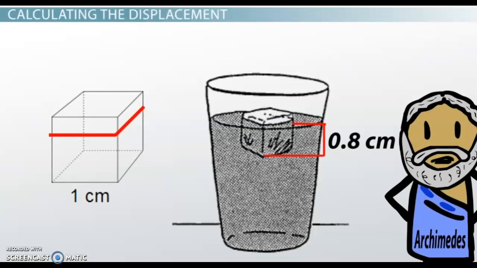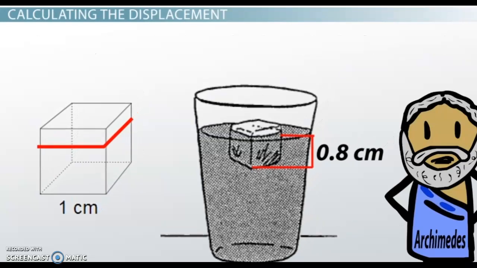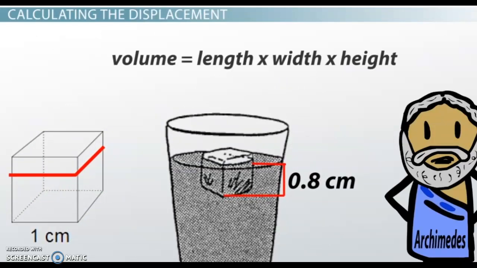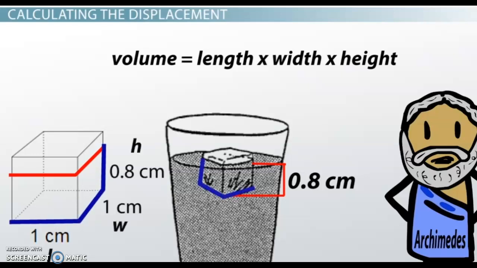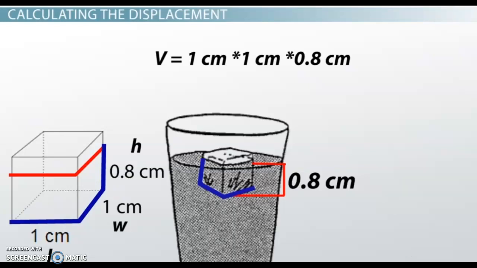Remember that Archimedes' principle states that the weight of the fluid displaced is the buoyant force. Therefore, we need to know how much water is displaced. If 0.8 centimeters is underwater, then we can find the volume of that shape by multiplying the 3 sides together. In this case, we only want the volume of the cube that is underwater, so we multiply the length and width by the amount of the height that is submerged. V equals 1 centimeter times 1 centimeter times 0.8 centimeters. Multiplying 1 times 1 times 0.8 gives us 0.8. Multiplying the units gives us cubic centimeters. V equals 0.8 centimeters cubed.